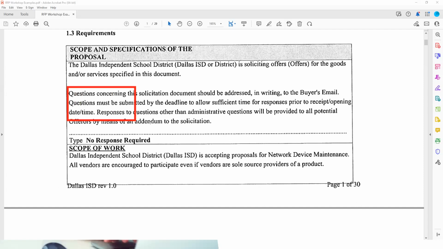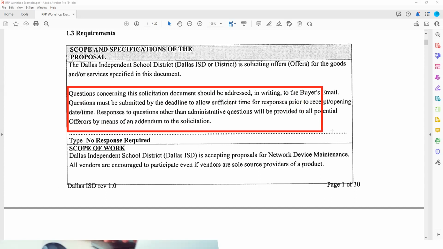that questions concerning the solicitation document should be addressed in writing to the buyer's email. Questions must be submitted by the deadline date to allow sufficient time for responses prior to receipt opening date time. Responses to questions other than administrative questions will be provided to all potential offers by means of an addendum to this solicitation. So they're letting you know.